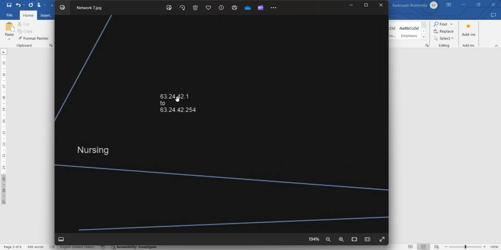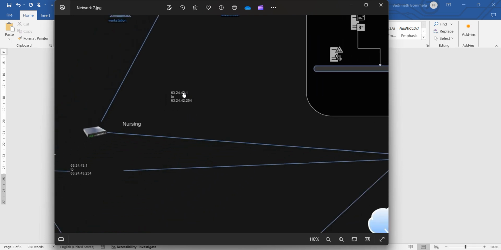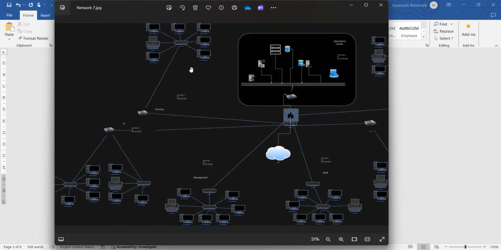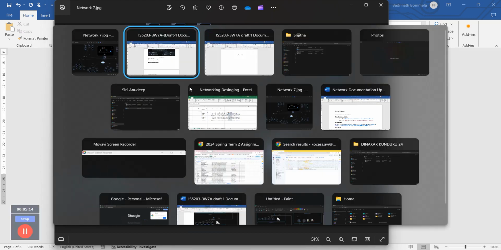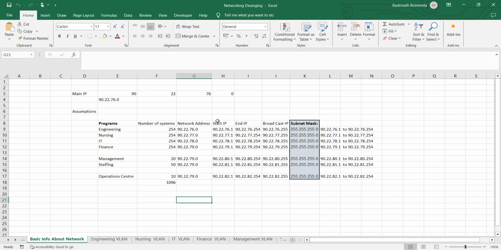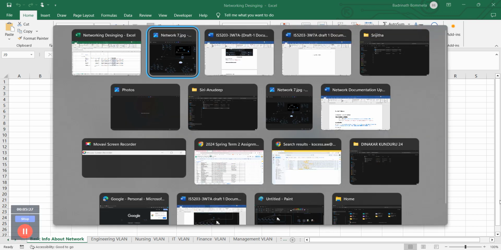6 to 63.24.42.1 to 63.24.42.254. So you mentioned, in addition to that, before writing additional information, you should understand that for all the networks of slash 24, or whatever network we selected, the subnet mask will be this, and the broadcast IP will be that. So it's not required to mention.